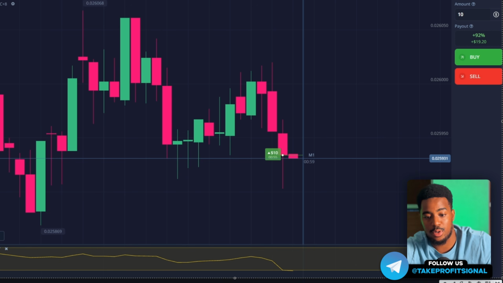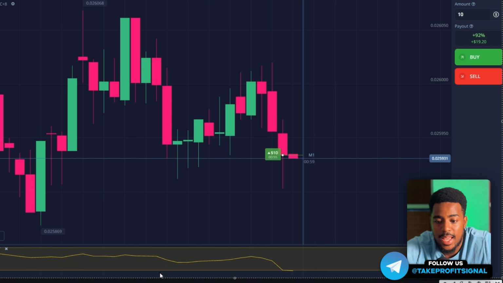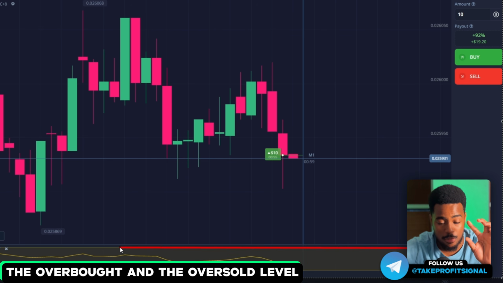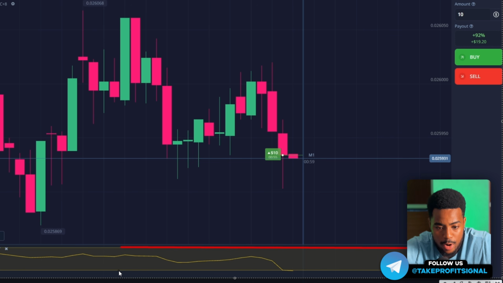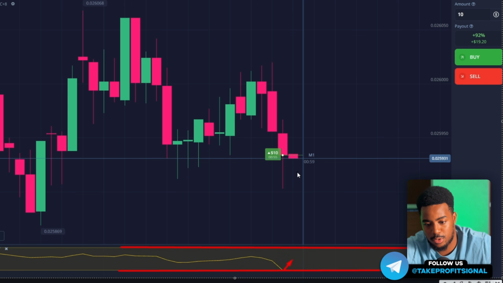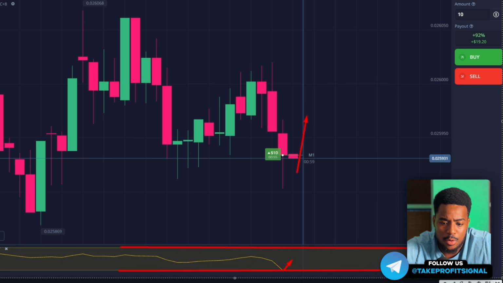First, it's important to understand how the indicator works. It shows us price movement within a certain range. This range has two boundaries. The upper one is the overbought level, and the lower one is the oversold level. If the price enters the oversold level, it often indicates that the price will rise again. Right here, the price entered the oversold level, so I opened a trade for an upward movement.